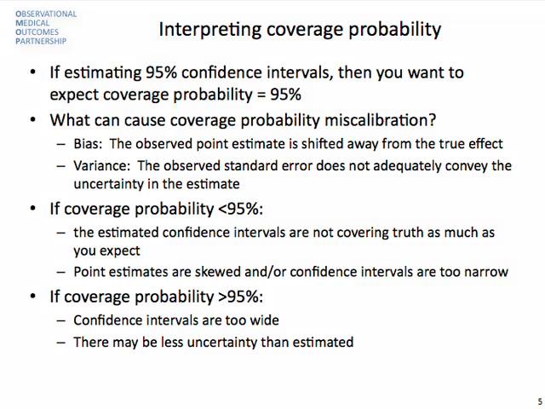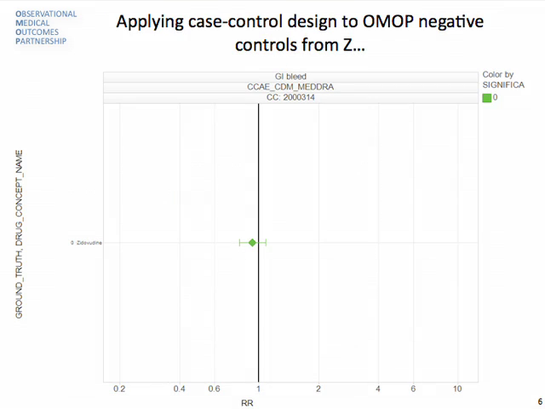If the coverage probability is less than 95%, that's a problem, because when we say it's 95% confident, we want to be 95% confident. It could be because the point estimate is skewed or because the confidence intervals are just too tight. It's equally a problem if we have a coverage probability greater than 95%. If I got a coverage probability that covers everything, maybe I'm being too conservative in how I'm representing the real uncertainty that exists in the data.